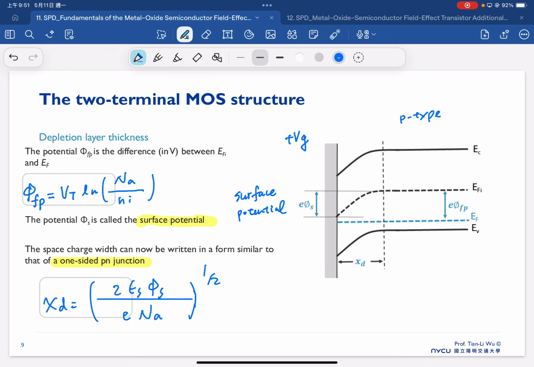So basically, we just borrow the equation we already have, and we apply those equations to the case where we consider this a depletion region in the p-type semiconductor, and then we treat it as a one-sided p-n junction.